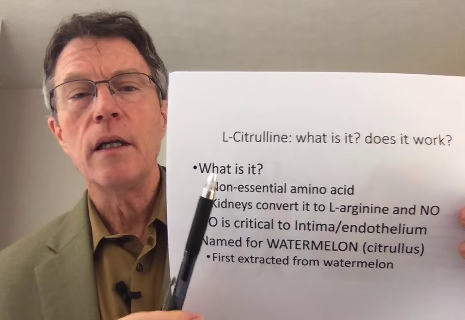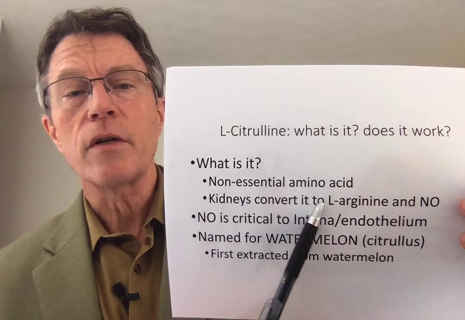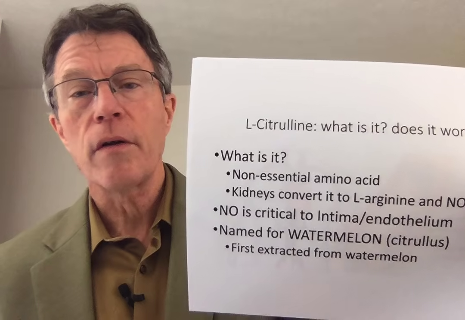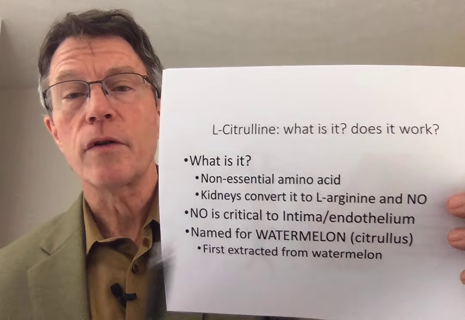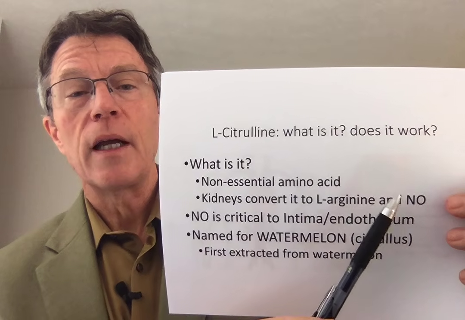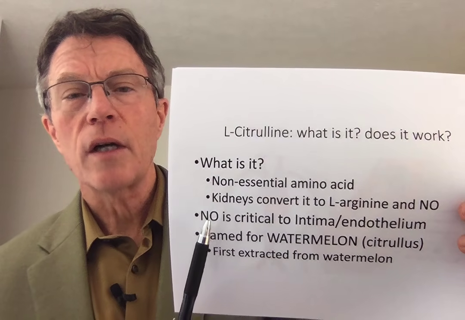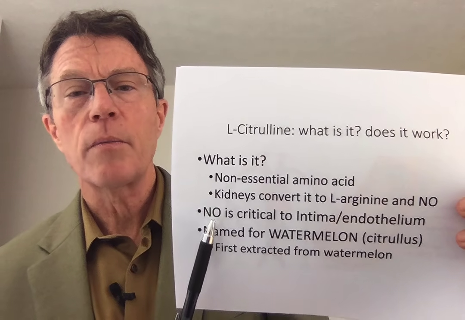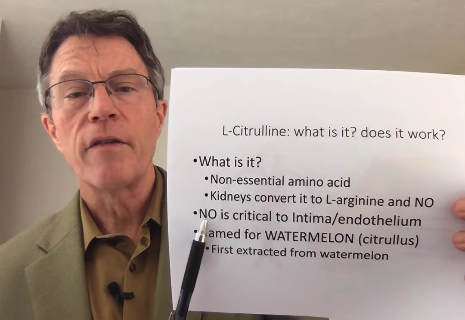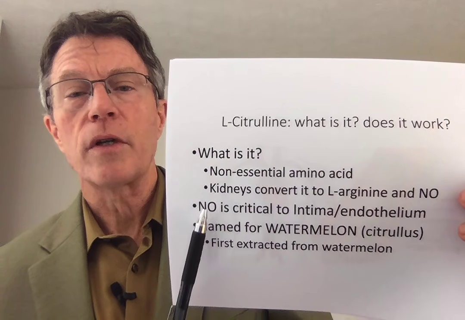So citrulline is a non-essential amino acid. The kidneys convert citrulline to L-arginine, which is another amino acid. Remember, amino acids are used to make proteins. NO. What is NO? Nitric oxide. We're going to talk about nitric oxide for just a few minutes because that appears to be the functional area, at least theoretically, for citrulline.